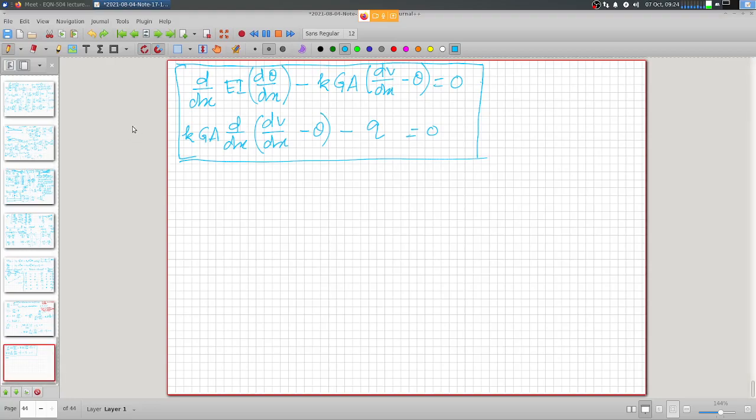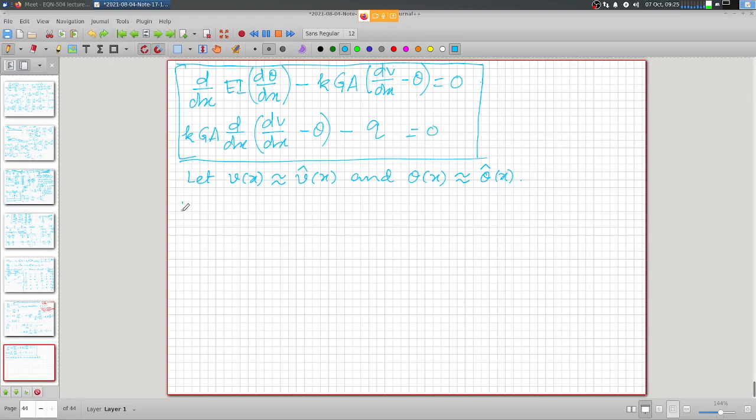So we can try to solve this and try to identify what are the primary variables and secondary variables by starting with the weighted residual statement, and we do that by considering the approximation. Transverse displacement is approximated as v hat and section rotations are approximated as theta hat.